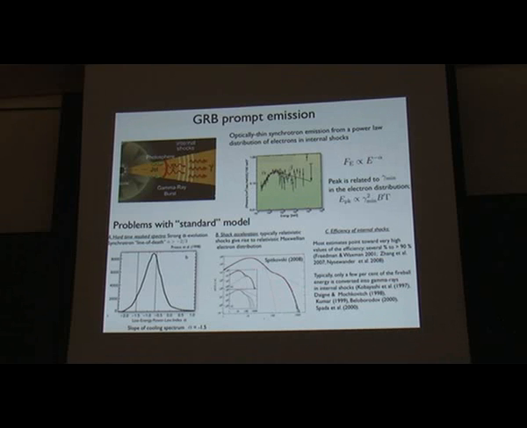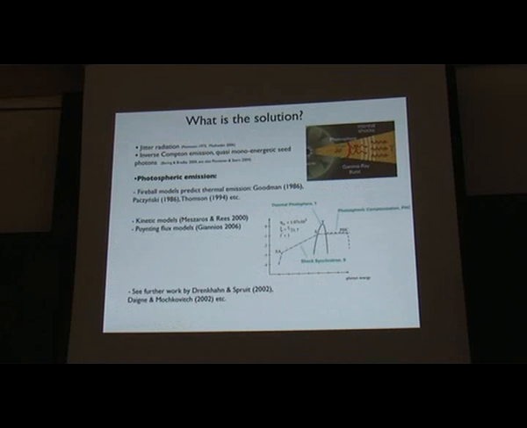The third problem, which has been pointed out several times, is the low efficiency of the internal shocks to extract energy. Now, there has been a lot of discussion of trying to solve this. I'll just mention a few. For example, jitter radiation and various versions of inverse Compton radiation have been invoked to explain the hard low energy power laws. The natural explanation, which I'm going to dwell on mostly here, is the possibility of photospheric emission.